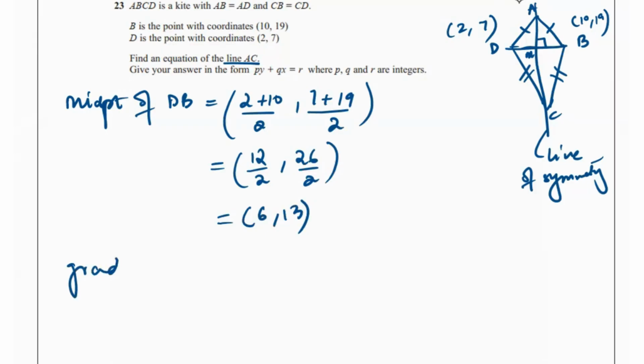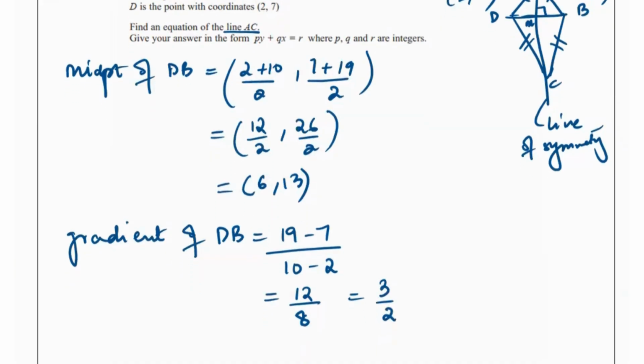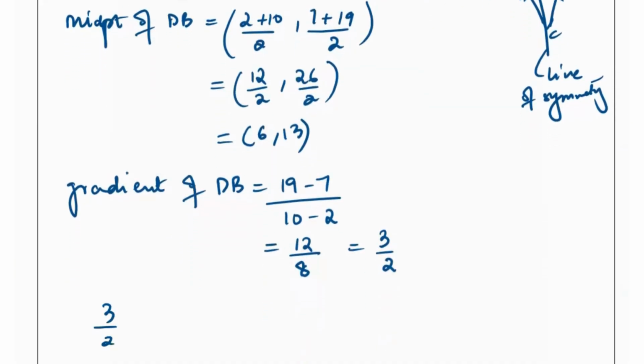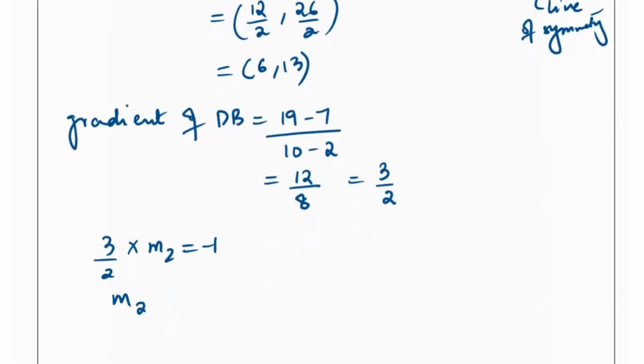Now for the gradient of DB, that's going to be (19 minus 7) over (10 minus 2), which is 12 over 8, and that is 3 over 2. So that means 3 over 2 times m2 would equal -1, since the line AC and DB are perpendicular. So m2 is going to be -2 over 3.